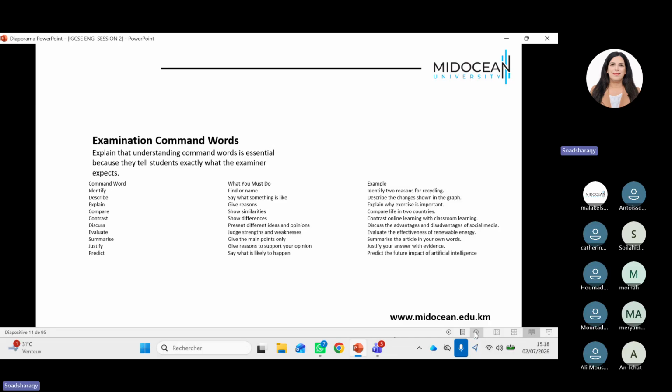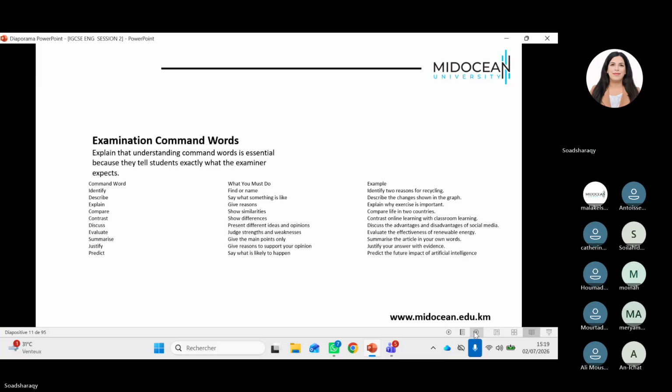Okay, let's continue now. We have examination command words, okay? Understanding command words is essential because they tell students exactly what the examiner expects, okay?